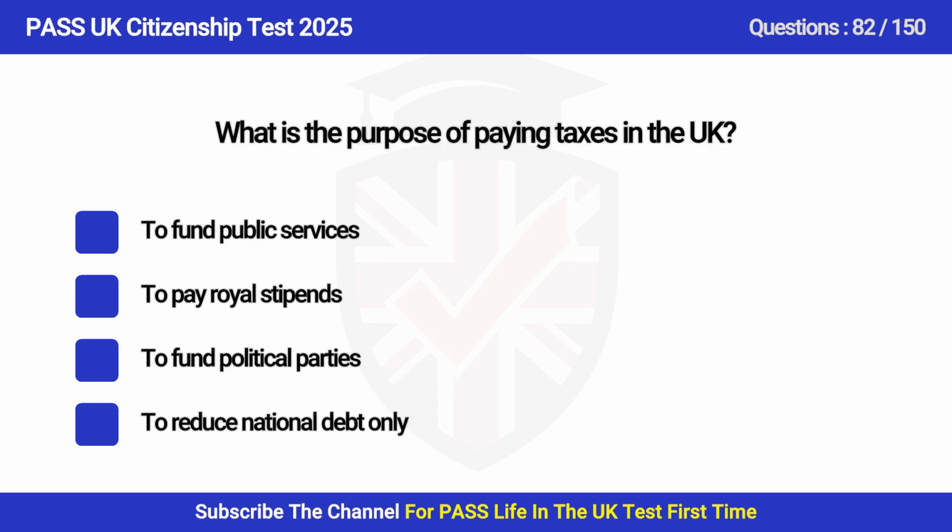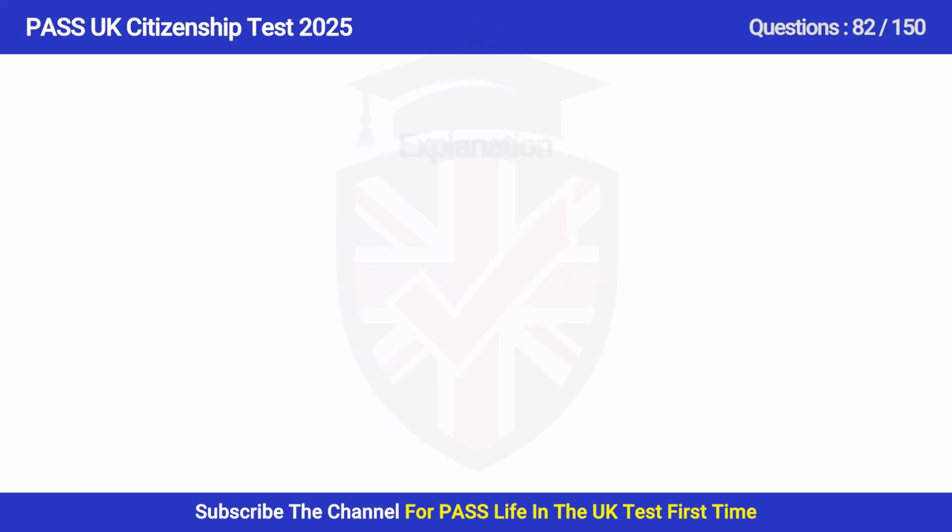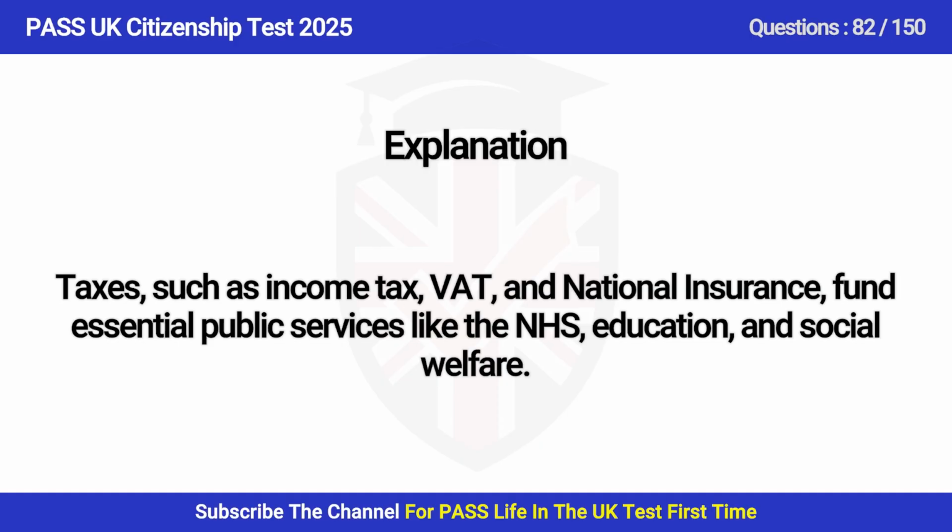A. To fund public services, B. To pay royal stipends, C. To fund political parties, D. To reduce national debt only? Answer is A. To fund public services. Taxes such as income tax, VAT, and national insurance fund essential public services like education and social welfare.